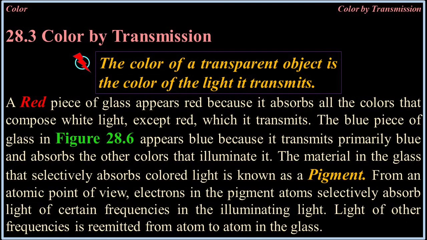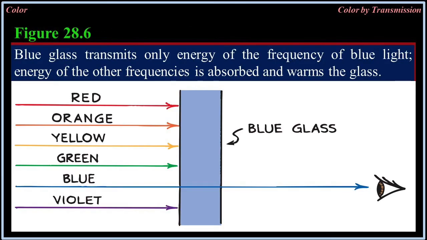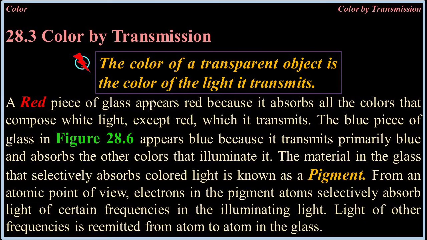28.3. Color by transmission. The color of a transparent object is the color of the light it transmits. A red piece of glass appears red because it absorbs all the colors that compose white light except red, which it transmits. The blue piece of glass in figure 28.6 appears blue because it transmits primarily blue and absorbs the other colors that illuminate it.